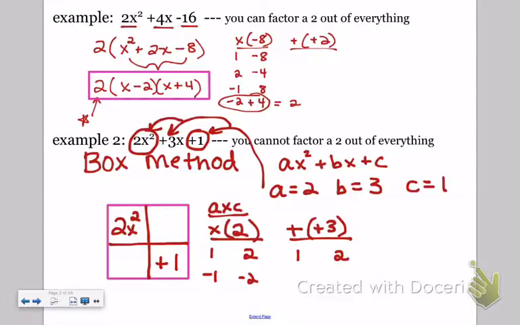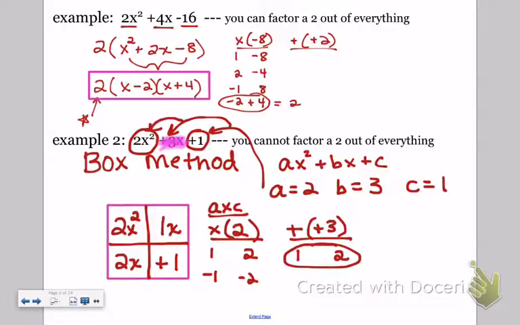So what we do is we take these numbers and we put them inside of our box. So we have a 1x, and I just put the x term, and a 2x as well. So when we look at our box, we have 2x squared plus 1x plus 2x, which gives us that 3x that we see up there, plus 1. So what we see inside the box is exactly the same as what we see for example 2.